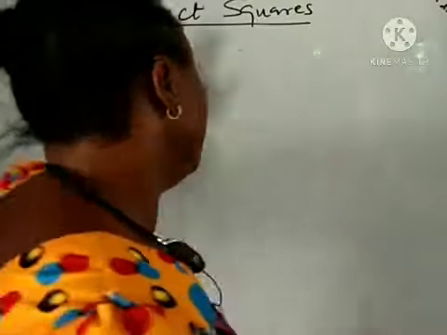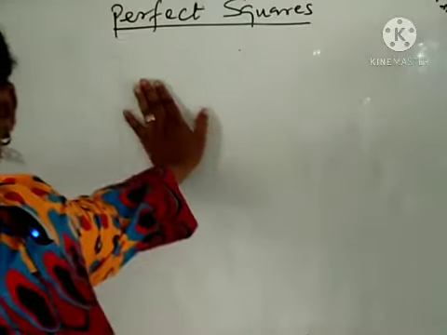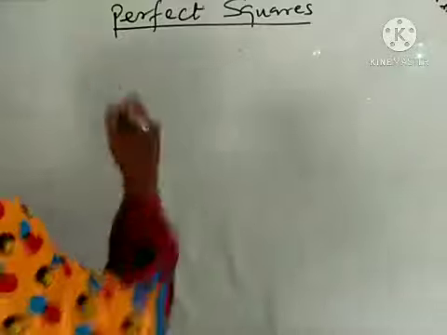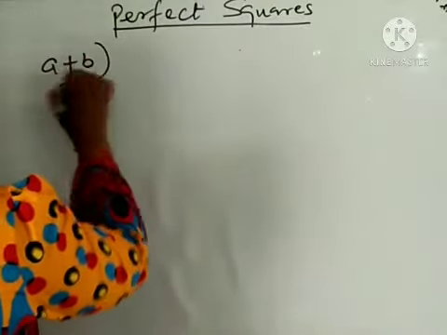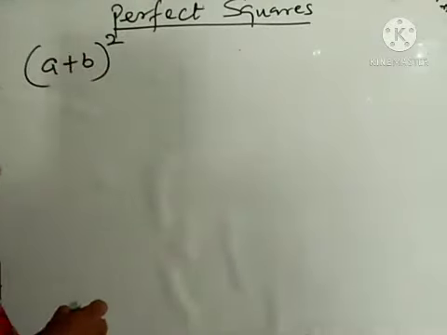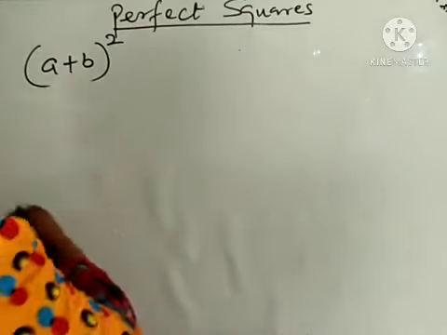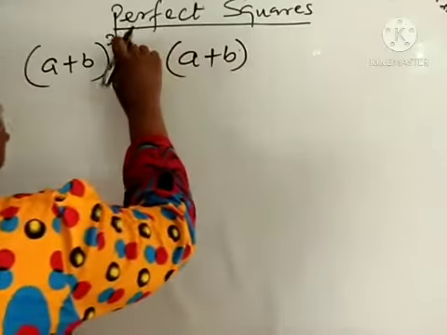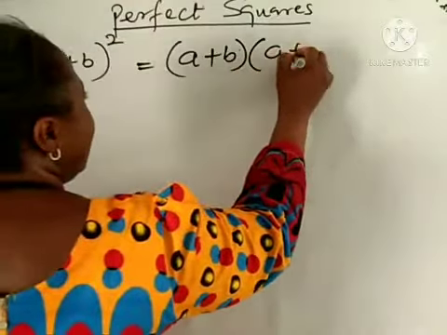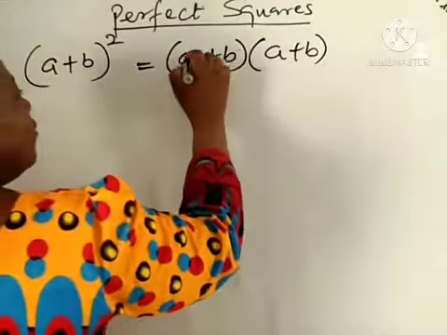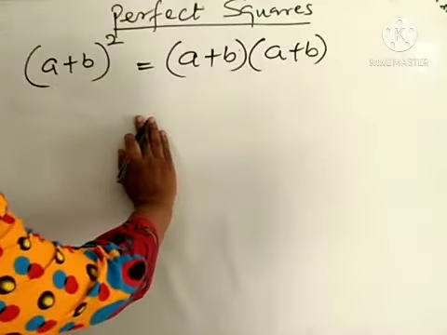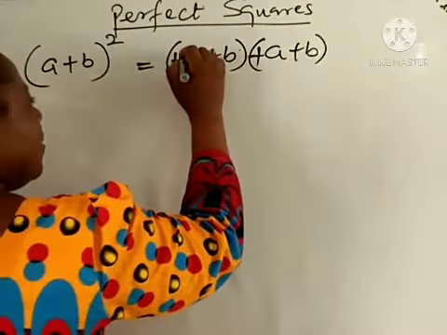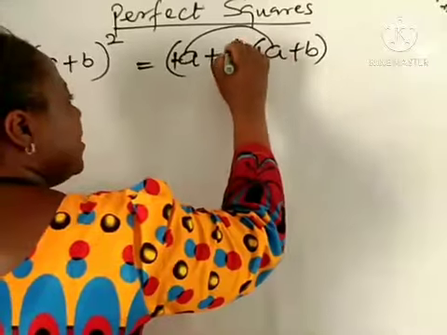So now we are moving to perfect squares. When we talk about perfect squares, we're having A plus B raised to power 2. That means this bracket is appearing how many times? 2 times. A plus B, A plus B. I told you, the first thing is for you to fix your invisible sign. Plus, plus. Now, let's expand.